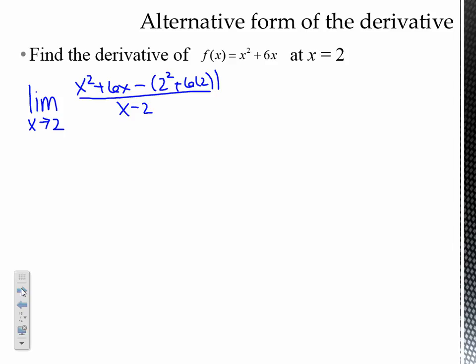Well, I was trying to understand what f of c is. Is it supposed to be something else? So it's our function, so this is our function minus the function at 2. Oh, so you just plug in what the x is. Yeah, over x minus 2.